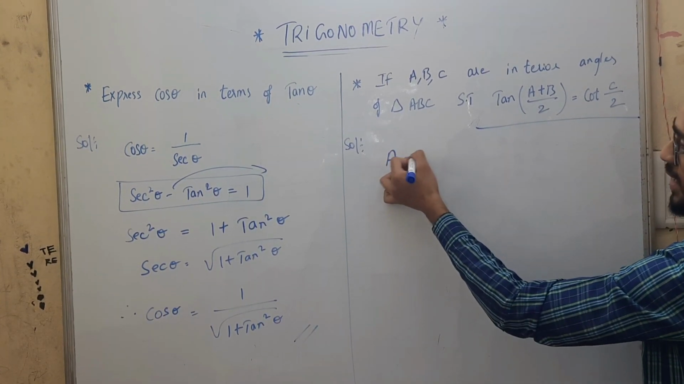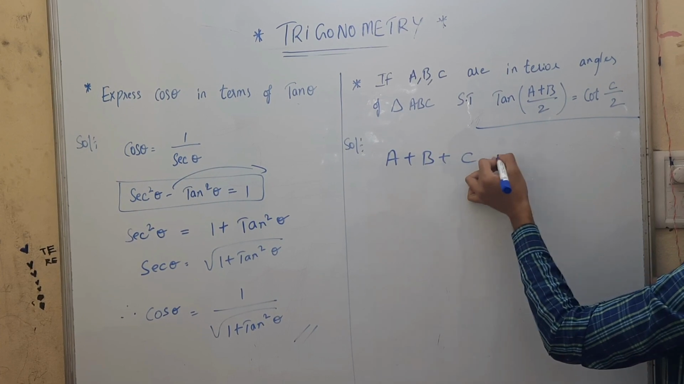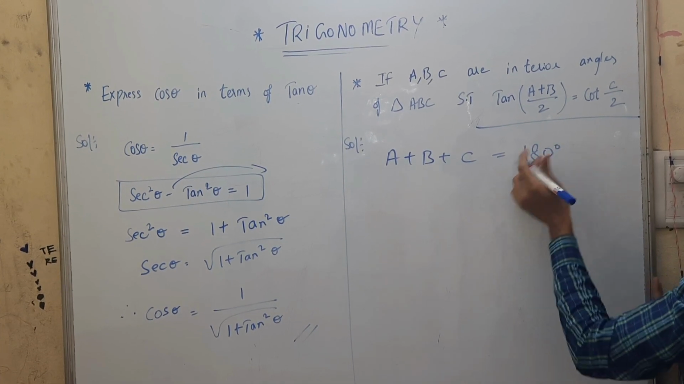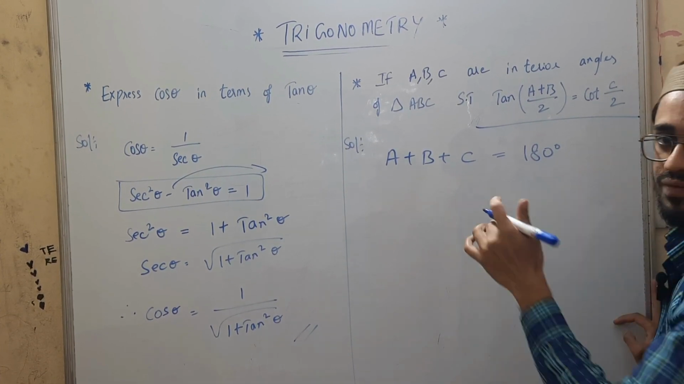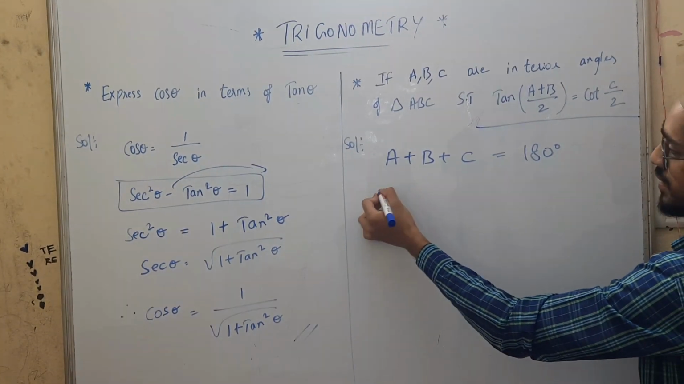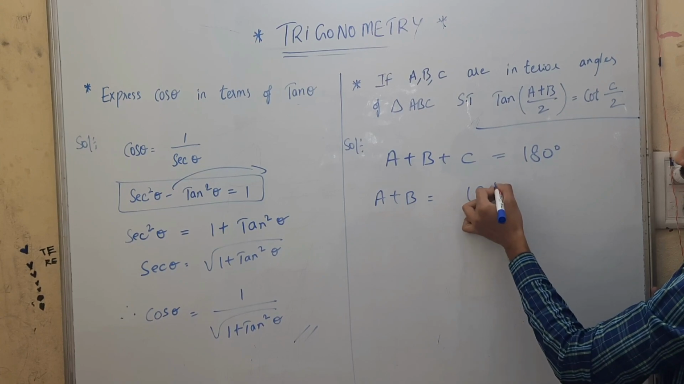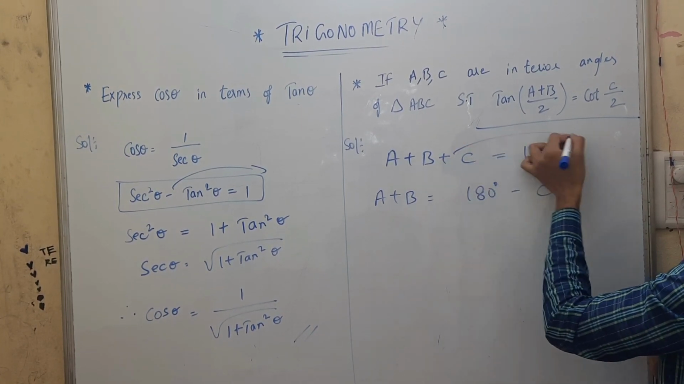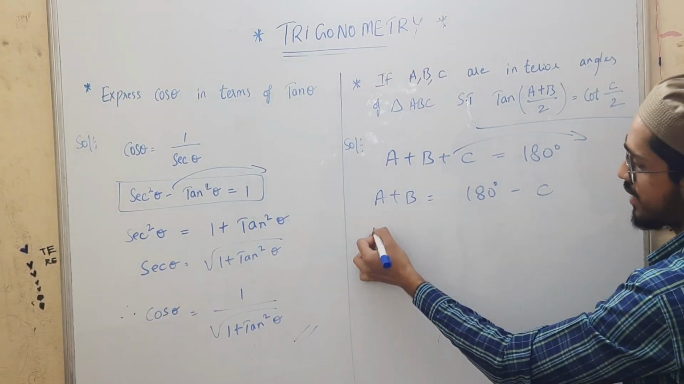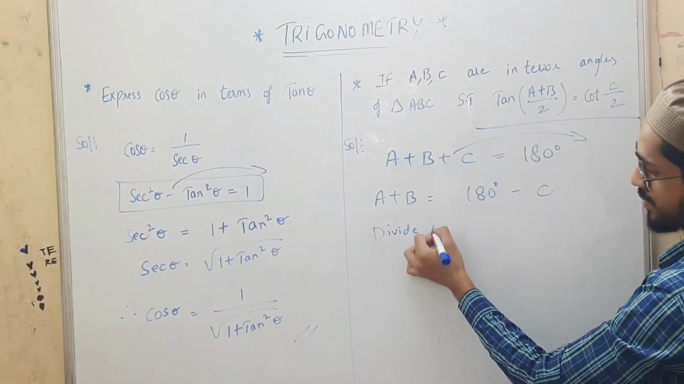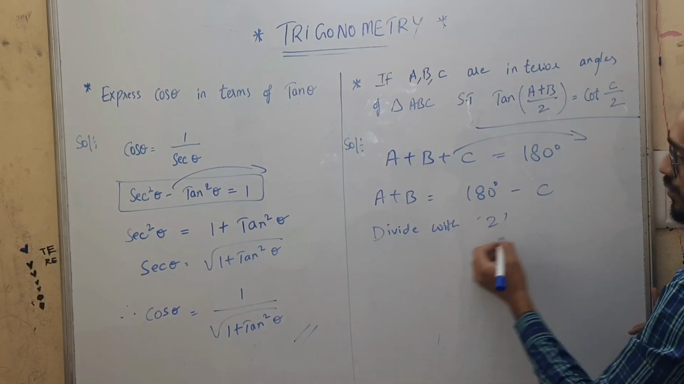First, you have to write A plus B plus C is equal to 180 degrees. Why are we writing this? This is the sum of the three angles of a triangle. Next step, A plus B is equal to 180 minus C. Send this C to that side. Now divide by 2 on both sides.